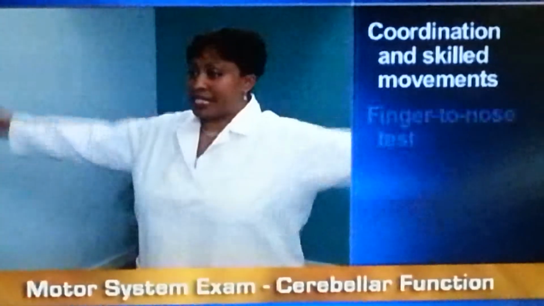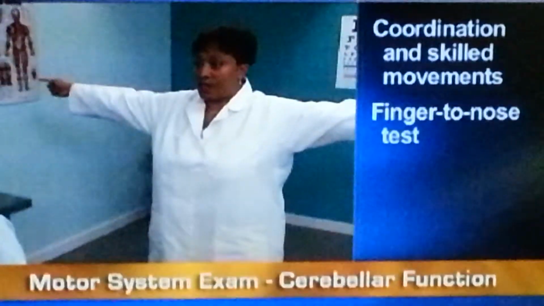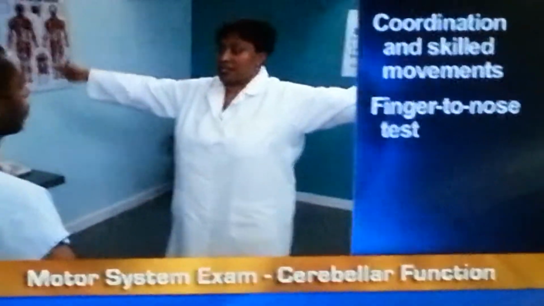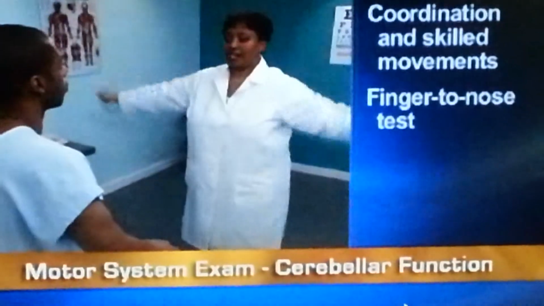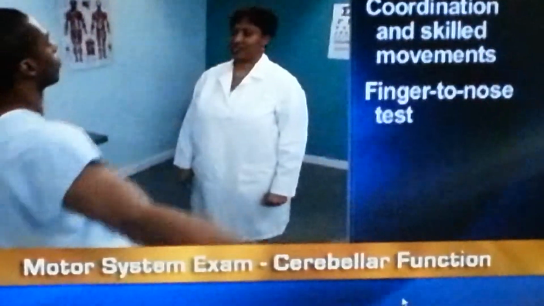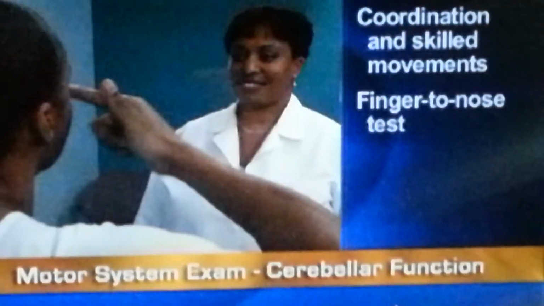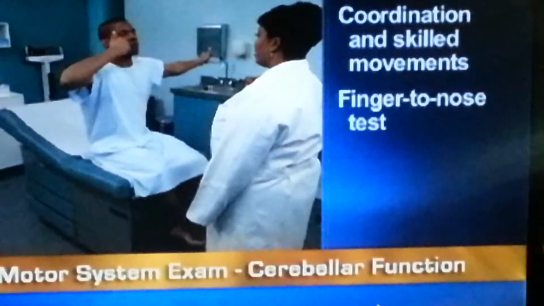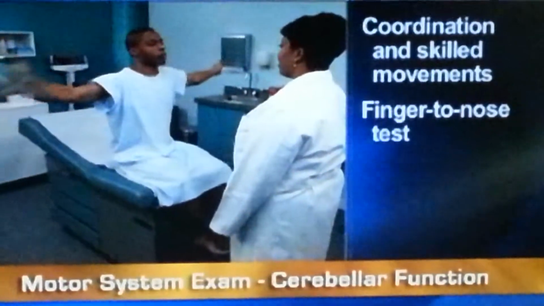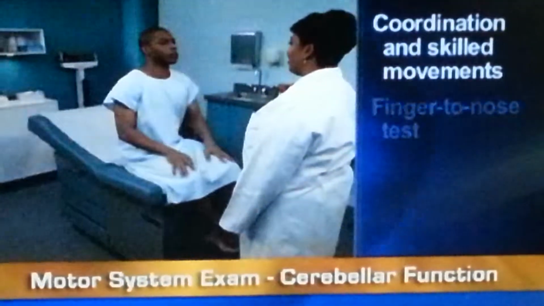Also, have the person do the finger-to-nose test. With his eyes closed and his arms outstretched, ask him to touch the tip of his nose with each index finger, alternating hands and increasing speed. Normally, this is done with accurate and smooth movements. Good. Now you can open your eyes.